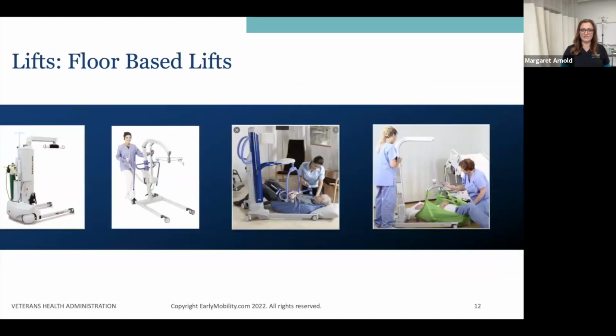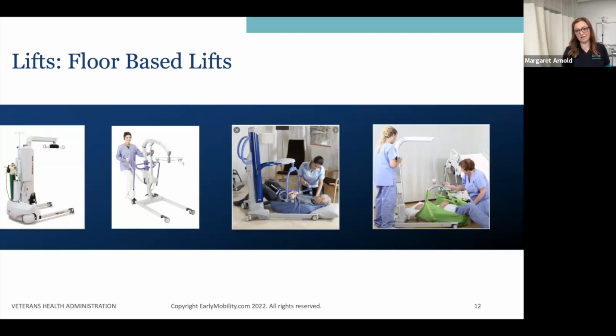With floor-based lifts, there are also variations in design. The biggest difference, obviously, is that they are on the floor and they are on wheels. So rather than a lift that's in the ceiling, you now have the lift itself to consider in the space around the patient. You have to think about the size of the casters. A larger caster on a floor-based lift is going to make for easier pushing and pulling, but sometimes the larger casters do not fit under some of your beds.